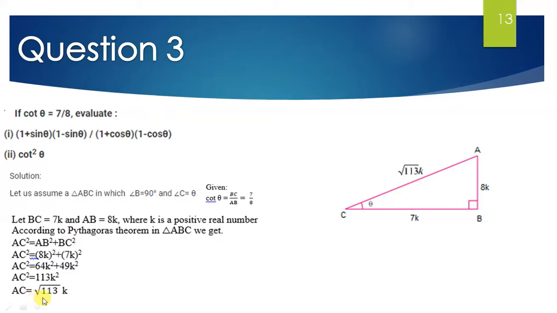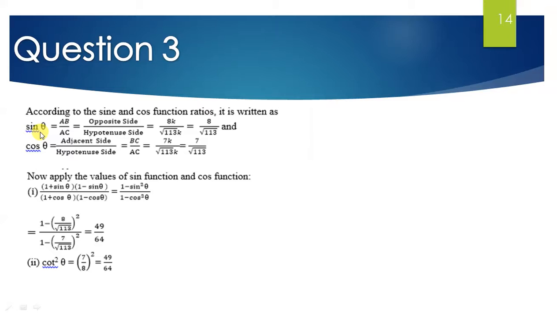So BC is 7k, AB is 8k. I have calculated AC, which is equal to root 113 times k. Now after calculation I will find the value of sin theta. It was not sin A actually, it was sin theta. Sin theta is equal to 8 upon root 113, and cos theta is 7 upon root 113. Now I will put these values of sine and cosine in the question: 1 plus sin theta into 1 minus sin theta, divided by 1 plus cos theta into 1 minus cos theta.